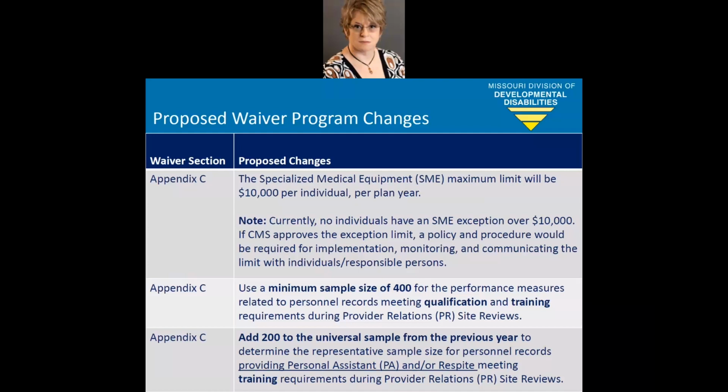To ensure that the sample size remains representative as the program grows, because there's a different number of staff each year, the division proposes that the universal sample for each year be determined by adding 200 to the previous year's universal sample.